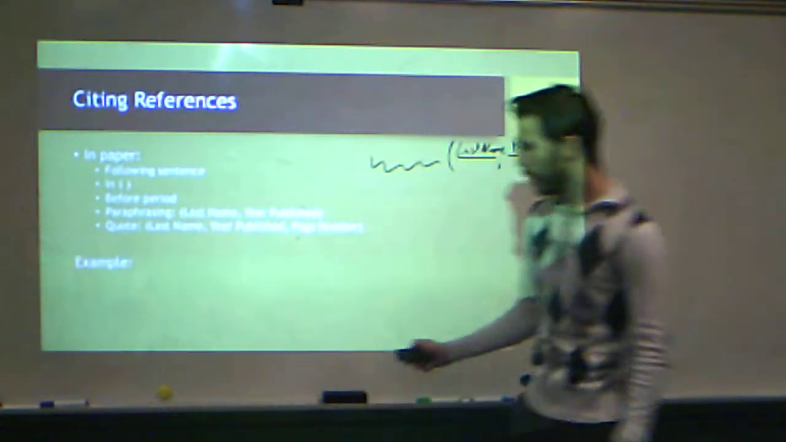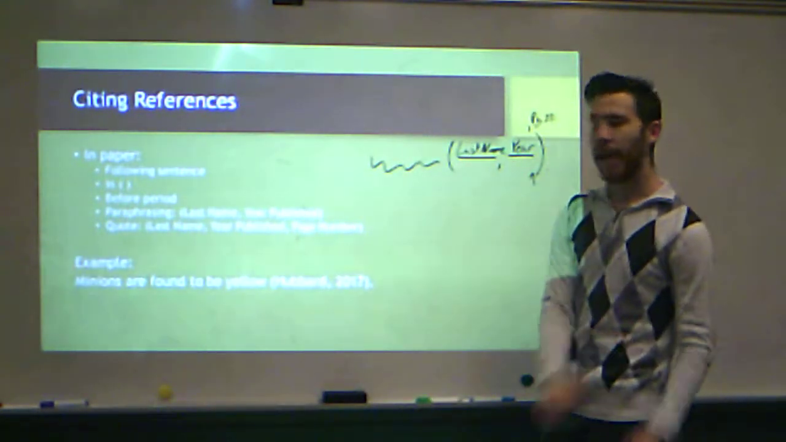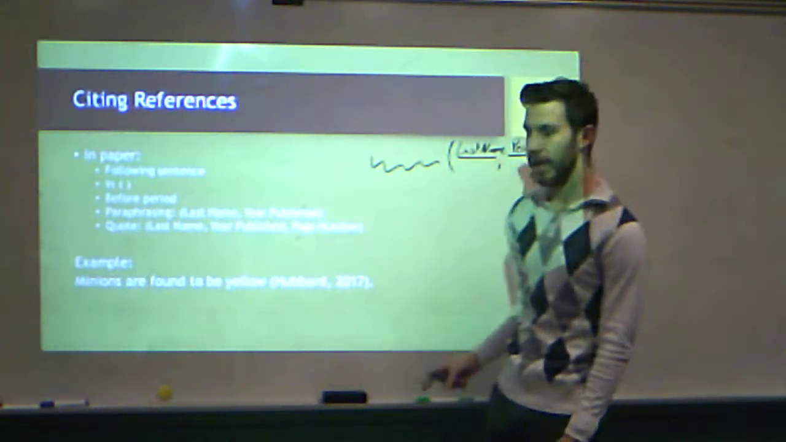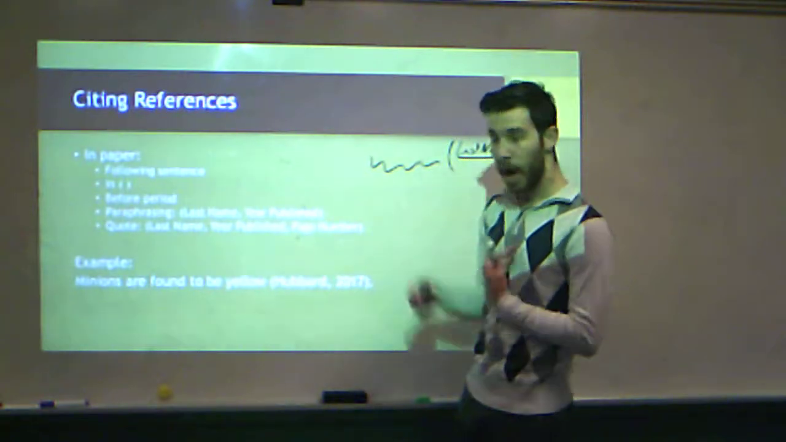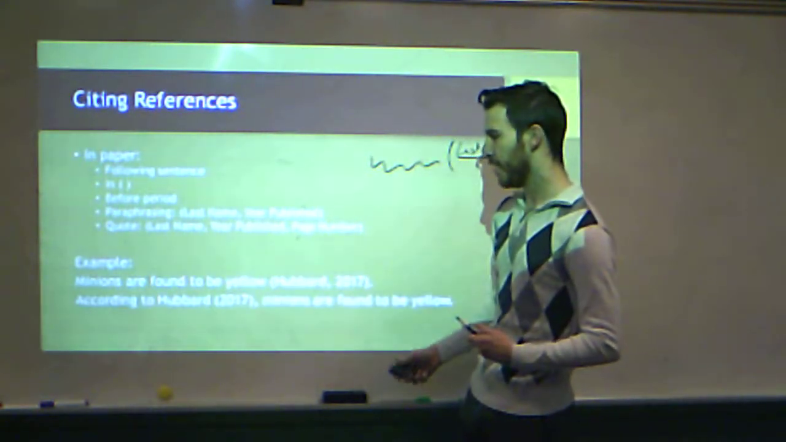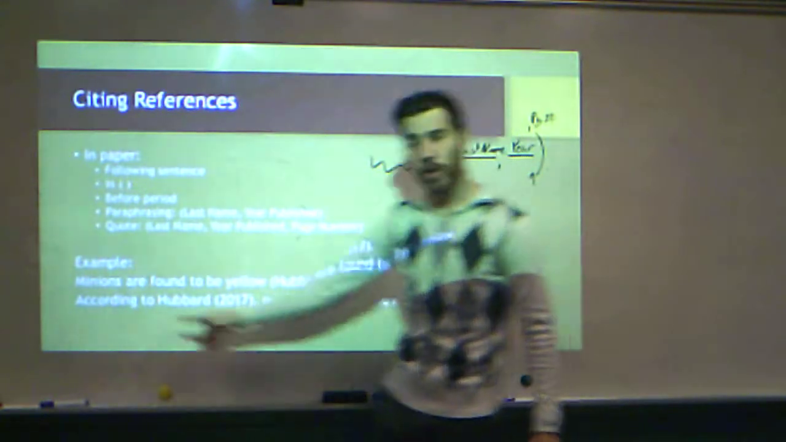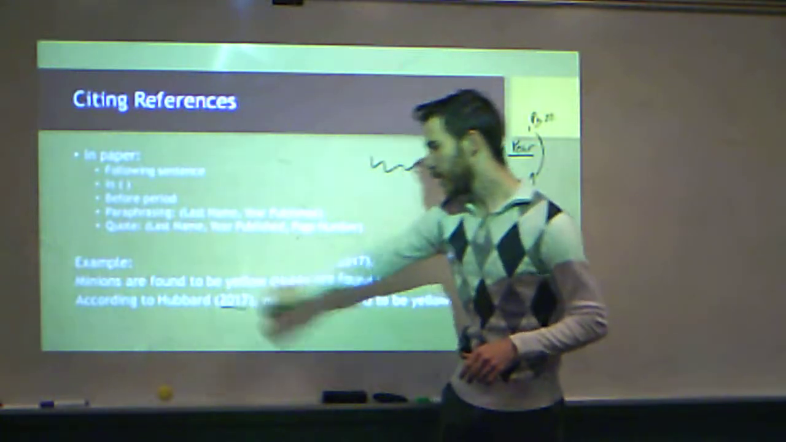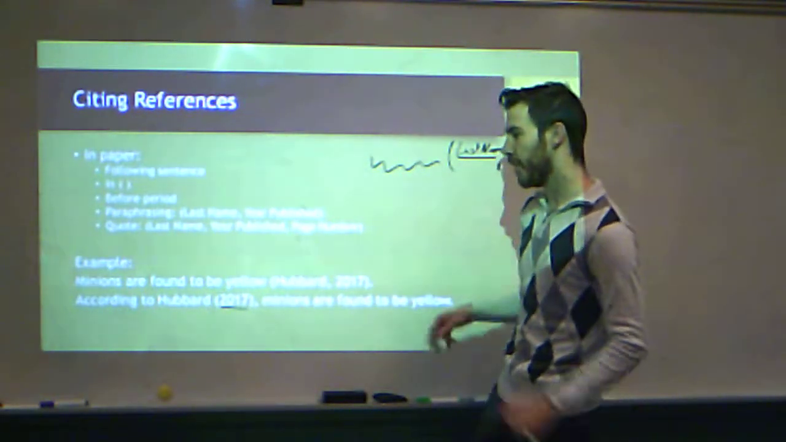Now, here are some examples. As you know, I love minions. So minions are found to be yellow, Hubbard, 2017. Okay, so this is my last name. This is my idea, it's what I'm saying. Okay, 2017. Or you can say, according to Hubbard, and if you say that, then you have to put the year right after. Minions are found to be yellow.